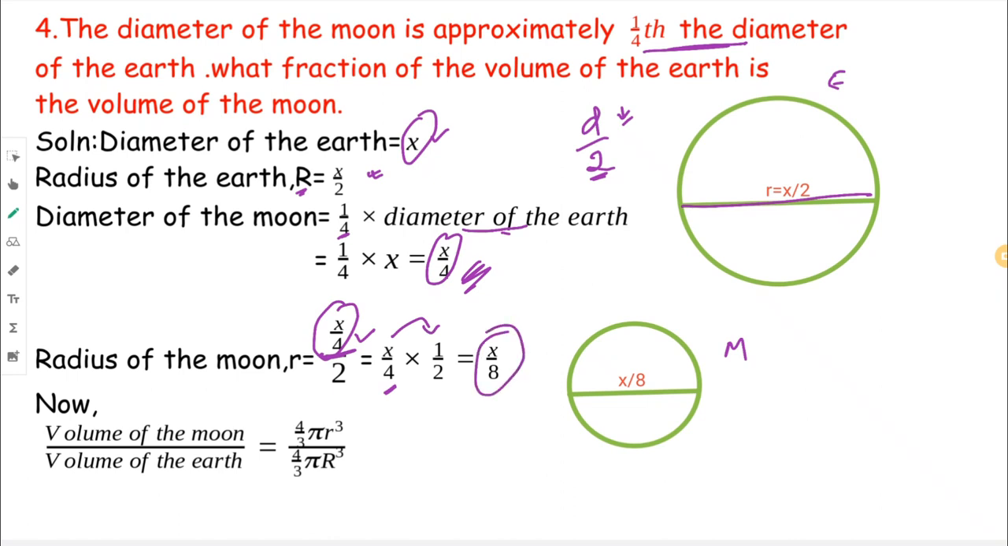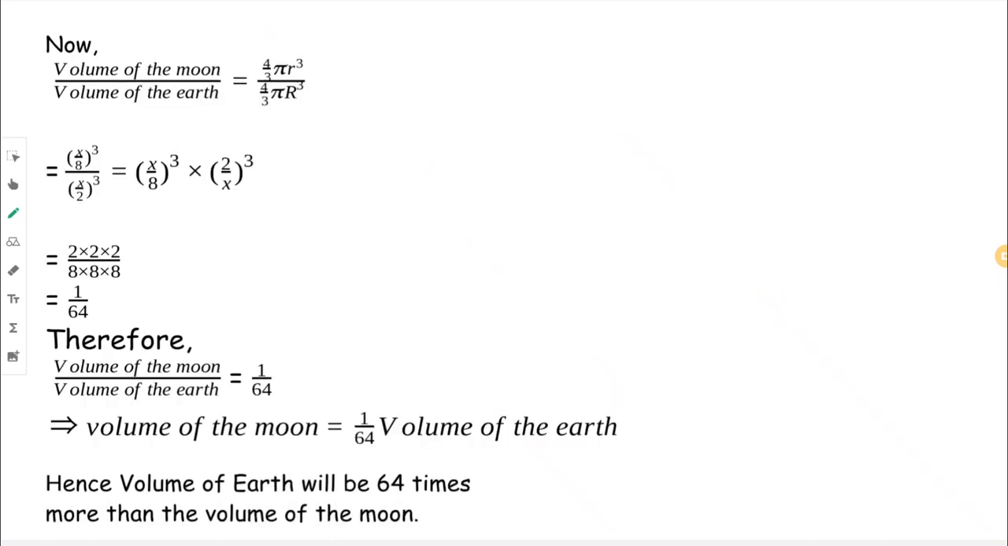Now we just have to find the volume of the moon to the volume of the earth, right? Formula is very simple, considering that they are both a sphere, all right? So 4/3 pi r cube divided by 4/3 pi capital R cube. So let's divide. You can see that I can divide 4/3 pi and pi, right? So I'll be simply left with both the radius. So radius of the moon is what? X by 8. Radius of the earth is x by 2, right?